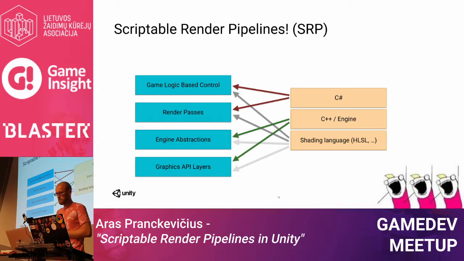And we also wanted to make it more performant out of the box than the built-in pipelines. So what we decided on was to write the high-level logic in C# and make it open source, or source available. It's just out there on GitHub. You can look at it, you can modify it, whatever. And the low-level layers are written in C++, in the actual engine part of Unity.